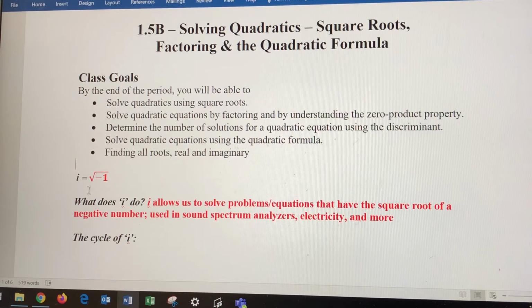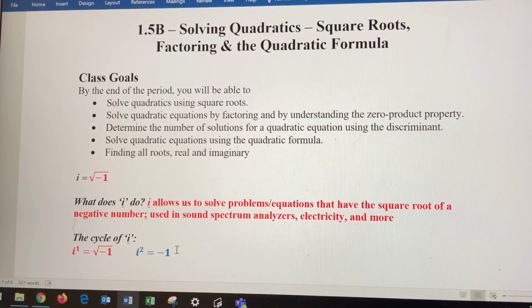Now, inevitably, there's a cycle of i. So if we've got i to the first power, we know that's the square root of -1, okay? So i to the second power would be the square root of -1 times itself. Well, the square root of any number times the square root of that same number is that number, okay? And we learned that when we were rationalizing denominators, okay? So i squared is going to be -1.